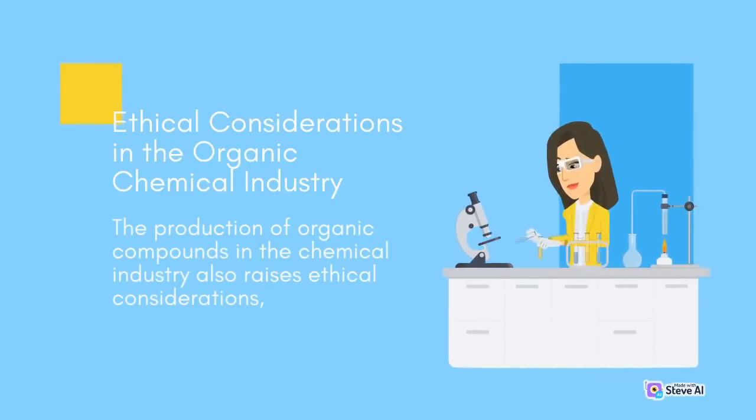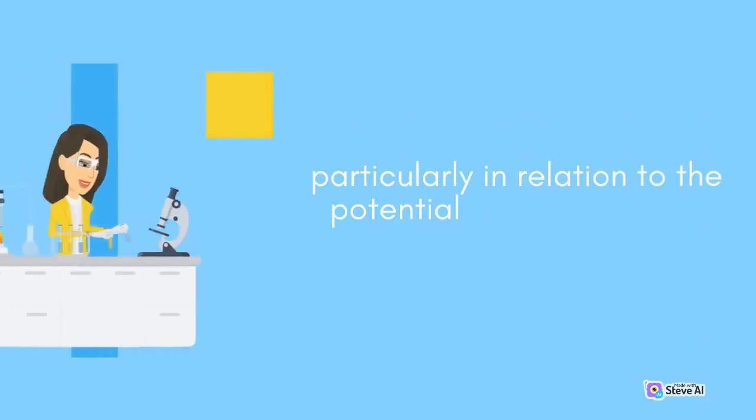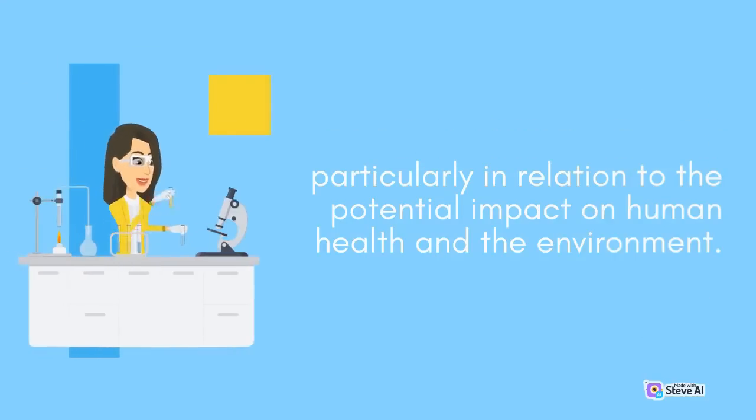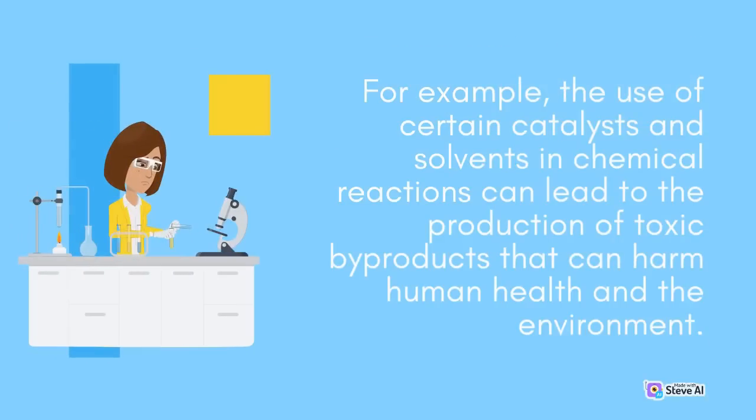Ethical considerations in the organic chemical industry. The production of organic compounds in the chemical industry also raises ethical considerations, particularly in relation to the potential impact on human health and the environment. For example, the use of certain catalysts and solvents in chemical reactions can lead to the production of toxic byproducts that can harm human health and the environment.